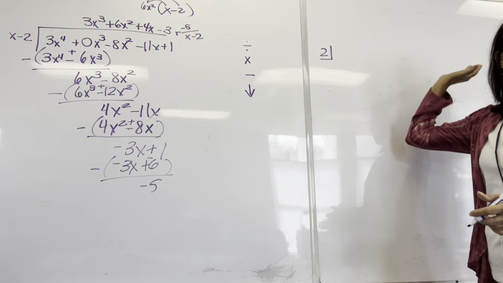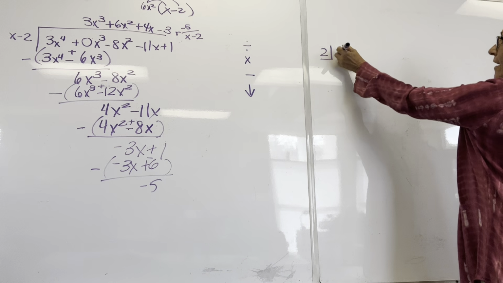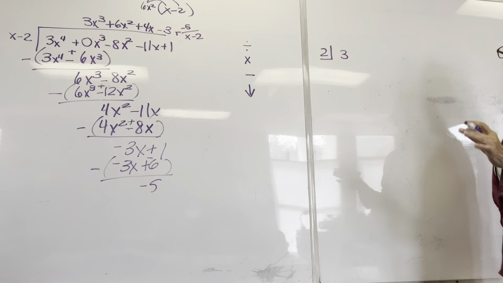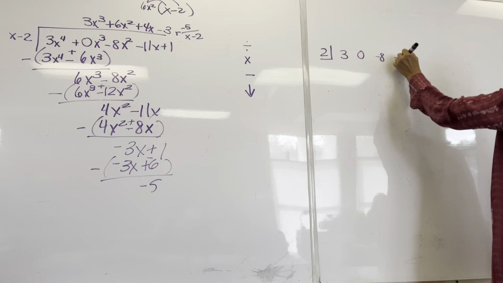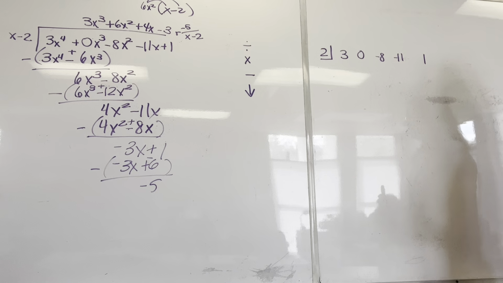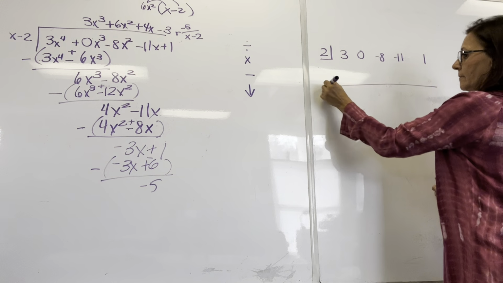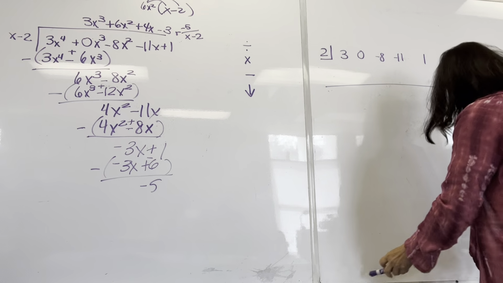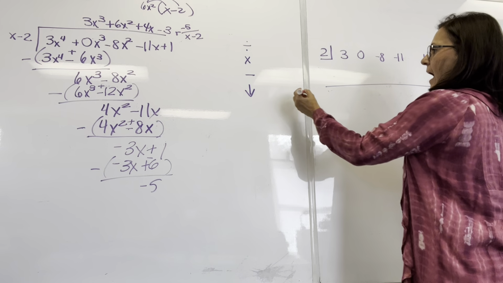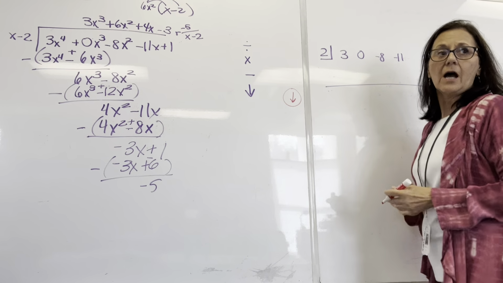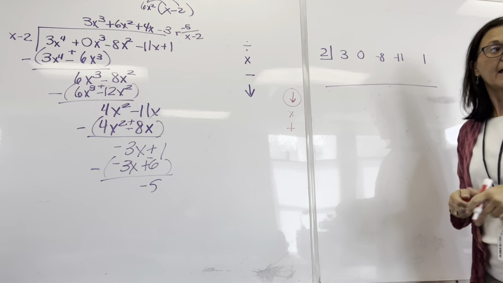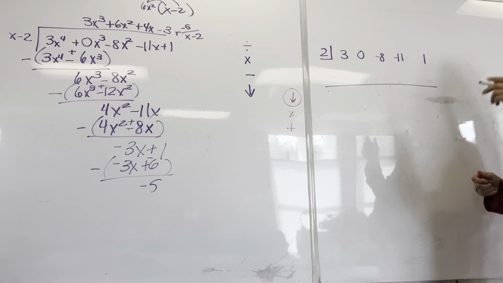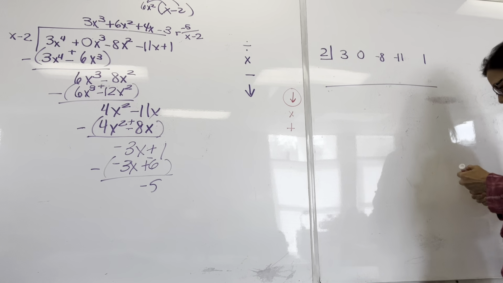Now I write all my coefficients. Every exponent has to have a place. So it's 3, 0, -8, -11, +1. Just writing the coefficients. With synthetic division, I bring down only the first time. Then I'm multiplying, adding, multiplying, adding. I'm only bringing down that very first term, then I'm multiplying and adding. All right?